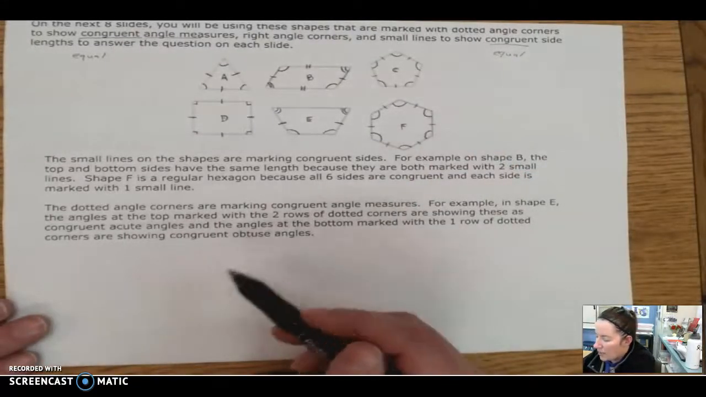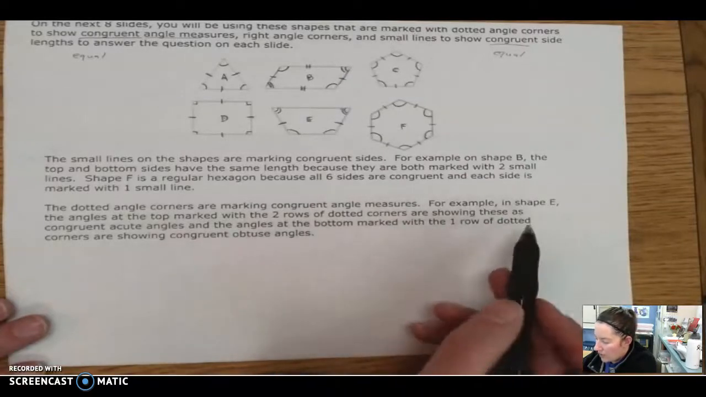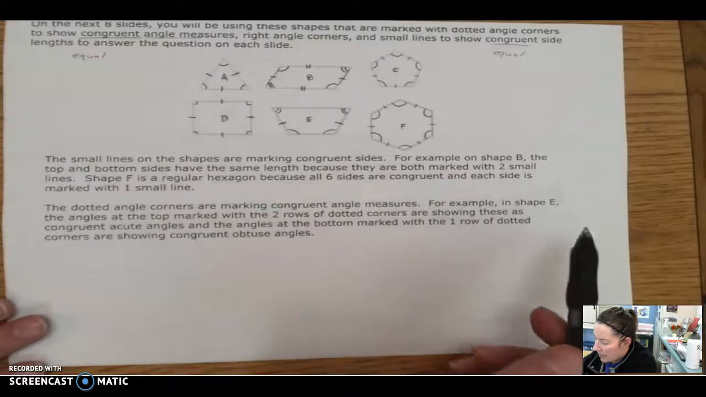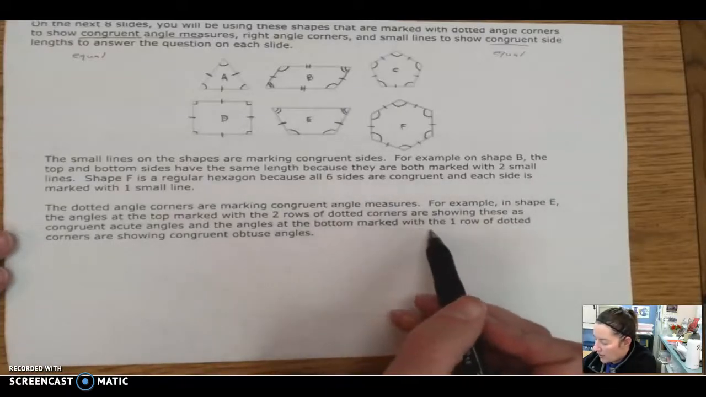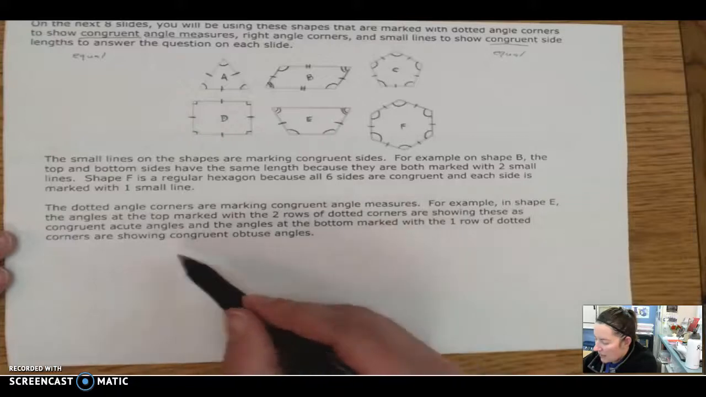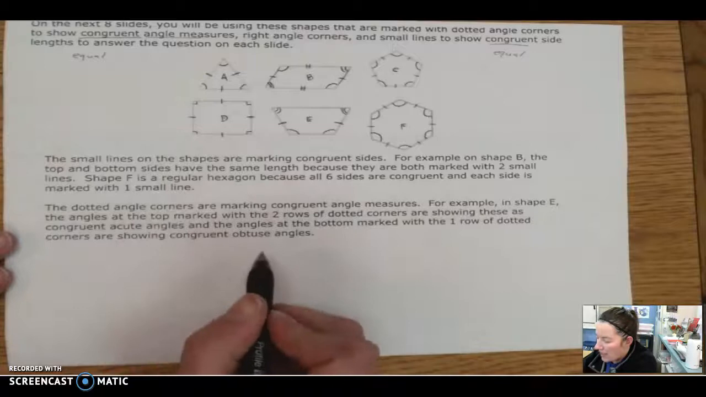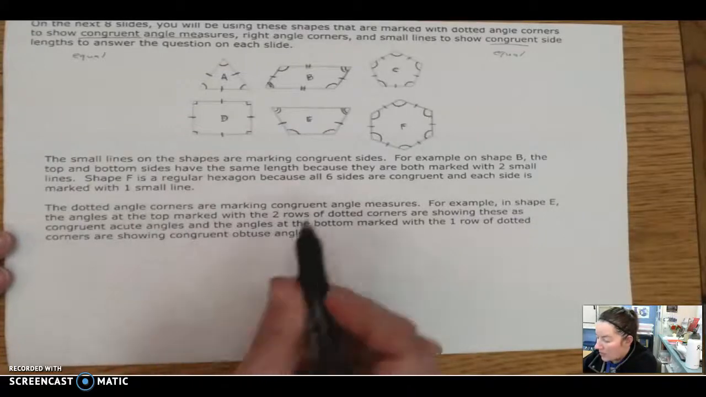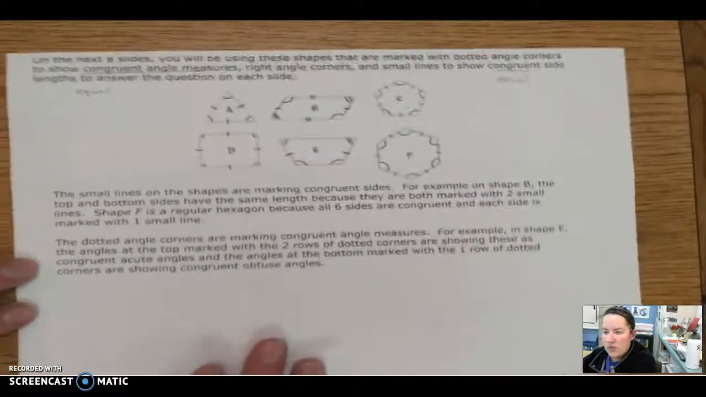And the dotted angle corners are marking congruent angle measures. So in shape E, for example, the angles at the top are marked with 2 rows showing that they're the same size, and the angles at the bottom are marked with 1 row showing that the bottom angles are the same. So you're going to use that info to help you answer 8 slides. I'm going to do the first slide with you.